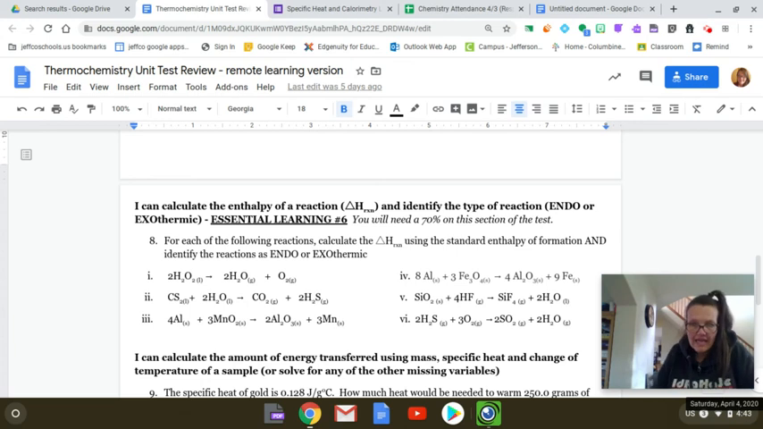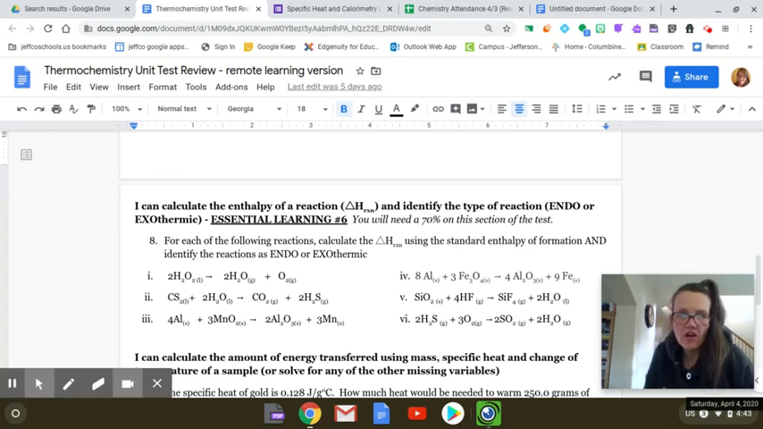Hello, and let's go over our third learning goal for the thermochemistry unit test. This learning goal is also the essential learning for your test, which means you have to demonstrate proficiency on this section with at least a 70%. Otherwise, we'll have to redo it until you can. It will also be 70% of your overall test grade. So if you're good at it, that makes it really easy.